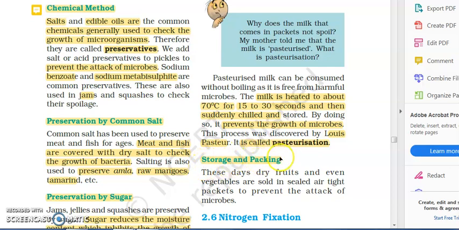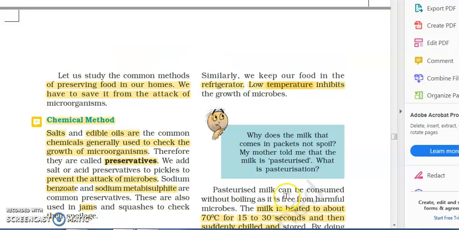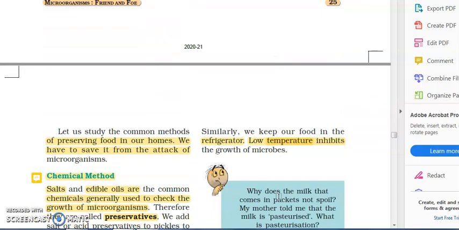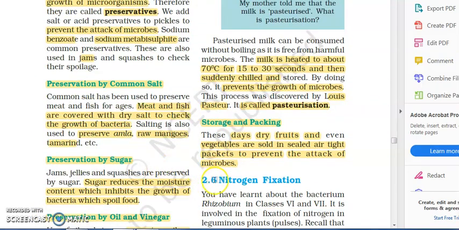Now next is packing. These days dry fruits and even vegetables are sold in sealed airtight packets. Why do they use airtight packets? The moisture will not go inside the packet. If moisture is there, then the attack of microbes will happen. So that's why we use sealed airtight packets to prevent our foods from microbes. These are certain methods we can use to preserve our food from microorganisms. Now the next topic is nitrogen fixation.